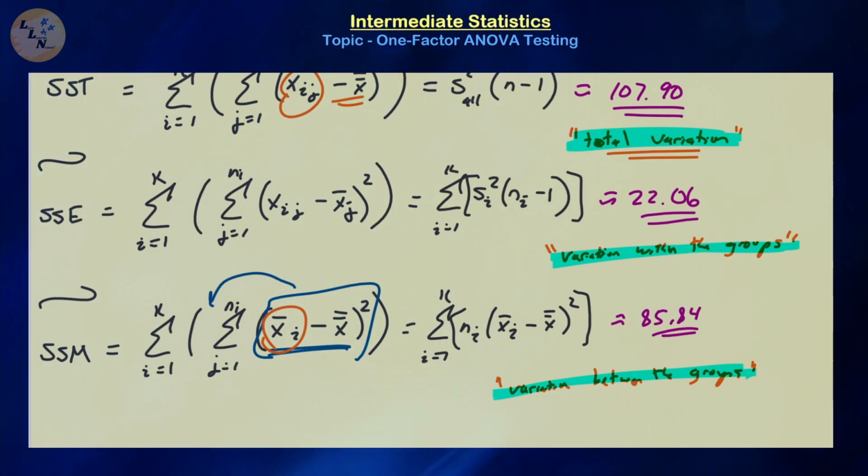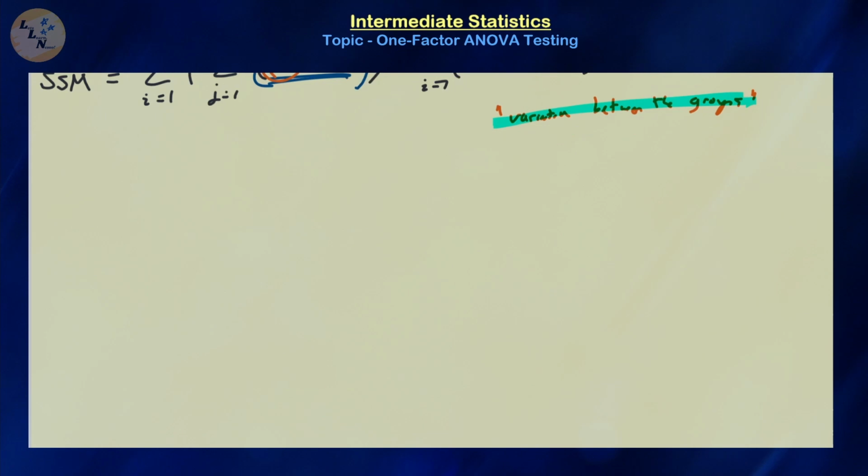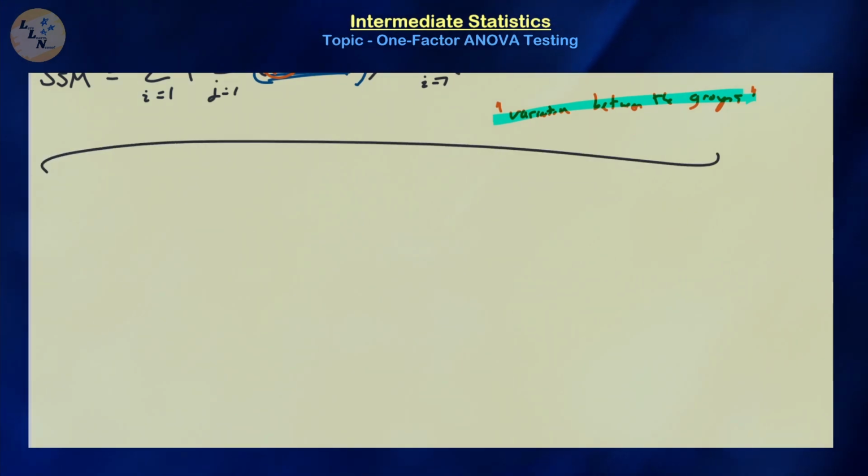Now, generally speaking, for all ANOVA techniques, this equation is not necessarily the case. Later on, we'll look at some examples of when the SSE and the SSM do not add up to the SST. Okay, but at least for the sake of one factor ANOVA, let's just formally state this.